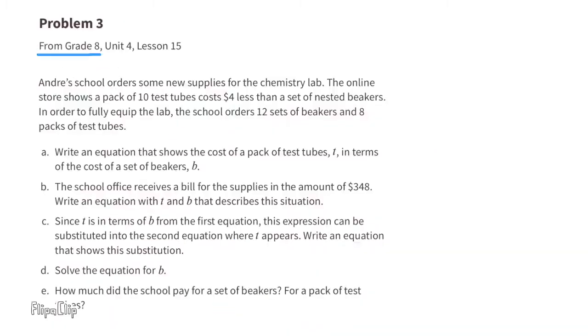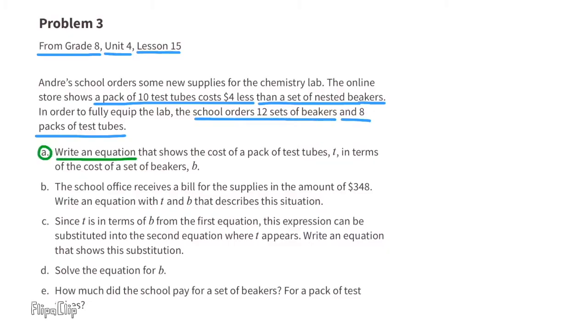Problem number 3, from 8th grade, Unit 4, Lesson 15. Andre's school orders some new supplies for the chemistry lab. The online store shows a pack of 10 test tubes costs $4 less than a set of nested beakers. In order to fully equip the lab, the school orders 12 sets of beakers and 8 packs of test tubes.